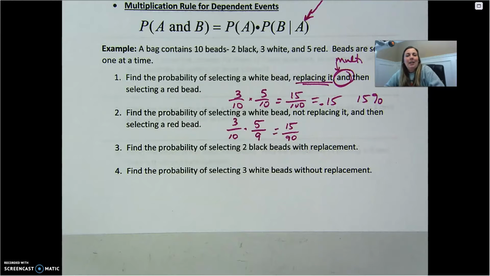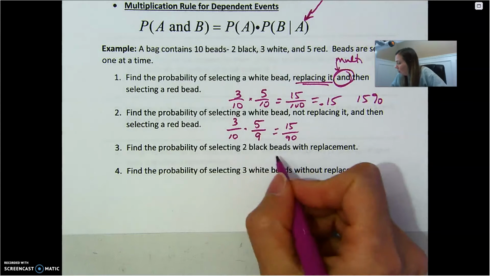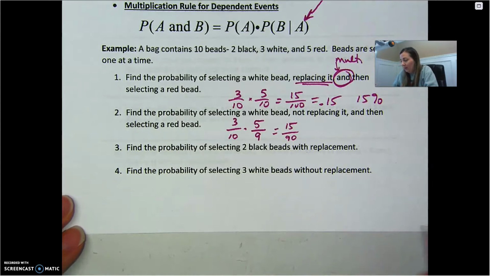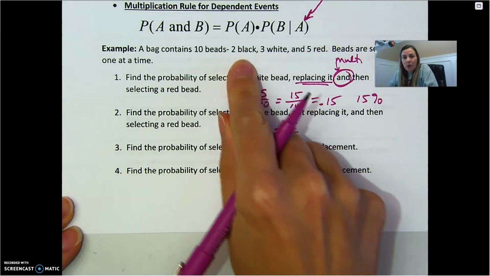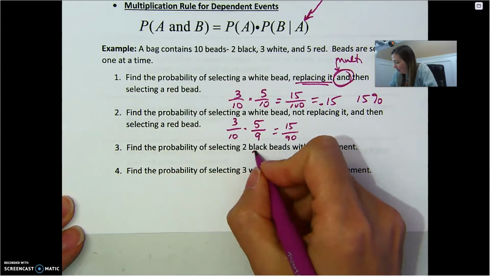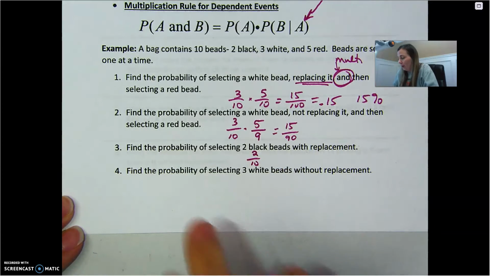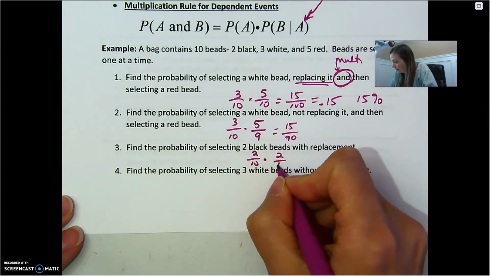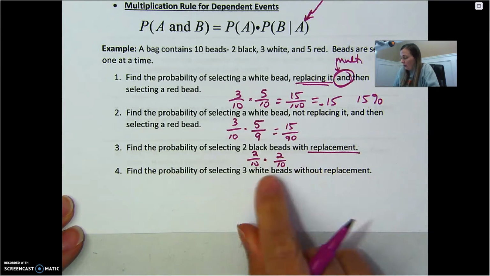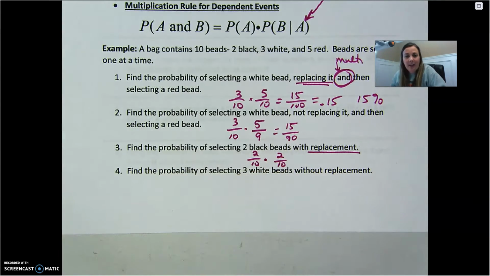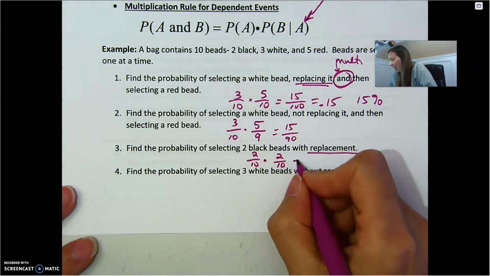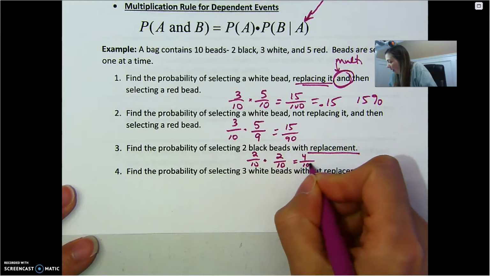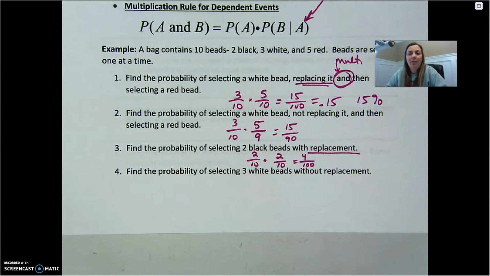All right, next up, find the probability of selecting 2 black beads with replacement. There are 2 black beads out of 10. So 2 out of 10 for our first go, but we're going to do this 2 times. So now we try again. Notice it is with replacement, so my denominator stays the same. I go in to reach and there's a 2 out of 10 chance. I put the bead back. Then I do it again, 2 out of 10 chance. So we get 4 out of 100. You can reduce that fraction down if you want.